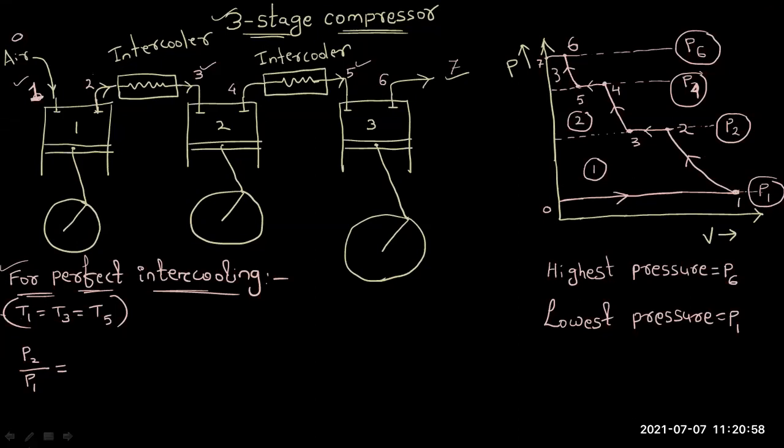Okay. So for the second stage, the high pressure is P4, low pressure is P2. So we will write here P4 by P2 is equal to, for the third stage. Third stage means this is the third stage. So for the third stage, the pressure ratio will be P6 by P4. At the third stage, high pressure is P6, low pressure is P4. Not P6 by P5. For this stage, the highest pressure is P6 and the lowest pressure is P4. Okay, P4 equal to P5, you can say.